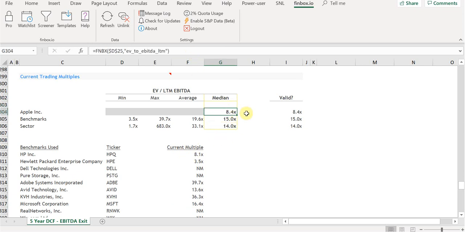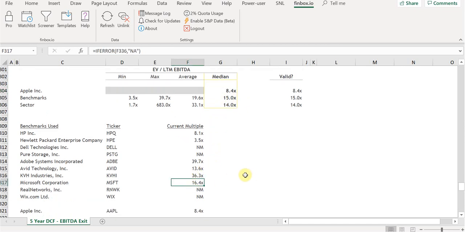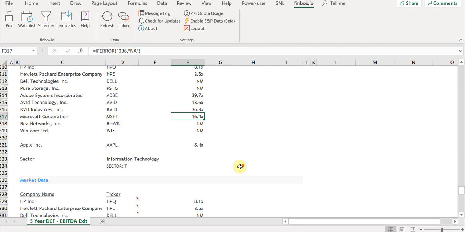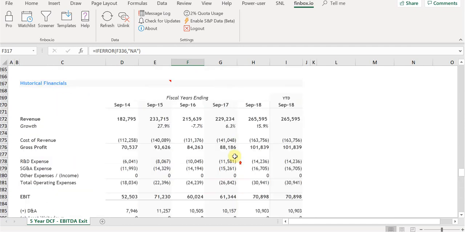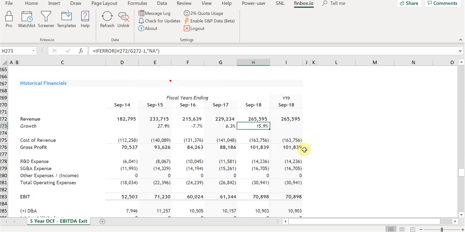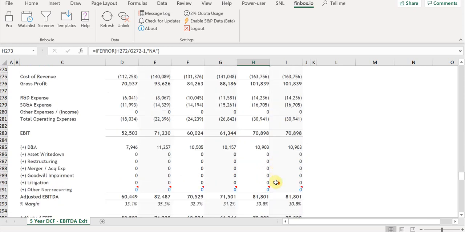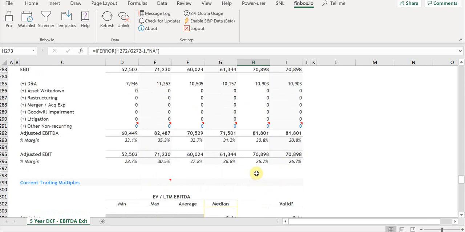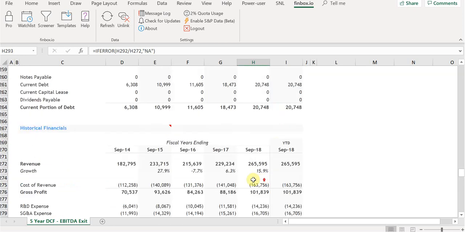Right now, Apple's trading at about 8 times EBITDA. You know, Microsoft is at 16 times, and a business that has grown at 16% on top line relative to 17, and has obviously favorable 31% EBITDA margin.